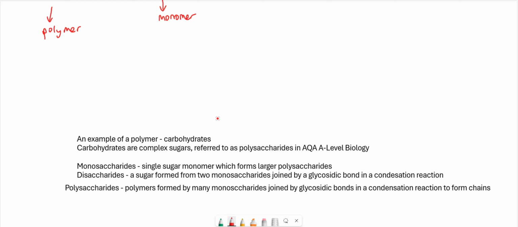You also may be asking, what is a disaccharide? Well, a disaccharide is a sugar formed from two monosaccharides joined together by a glycosidic bond in a condensation reaction. So it's essentially just two monosaccharides joined together, whilst a polysaccharide is many monosaccharides joined together by a glycosidic bond, which has been formed from a condensation reaction. And polysaccharides form chains, so that's the reason the chain bit is also included within the definition.